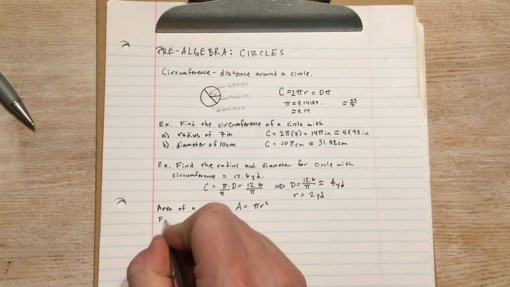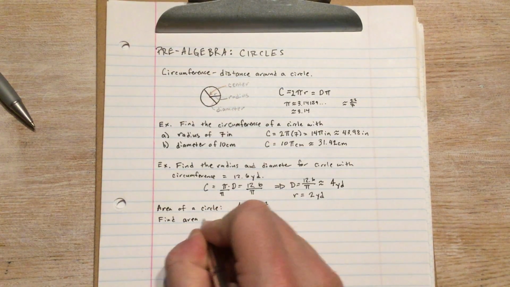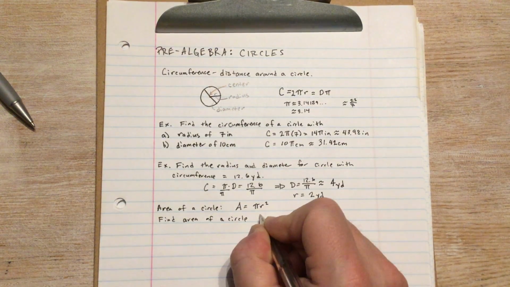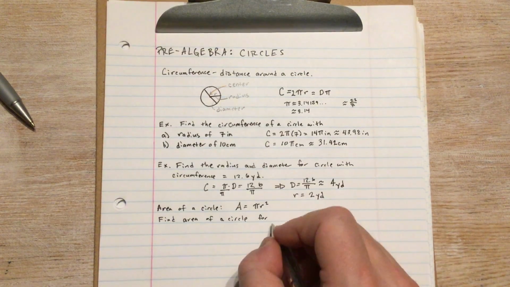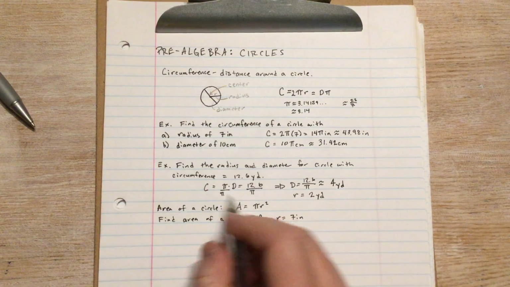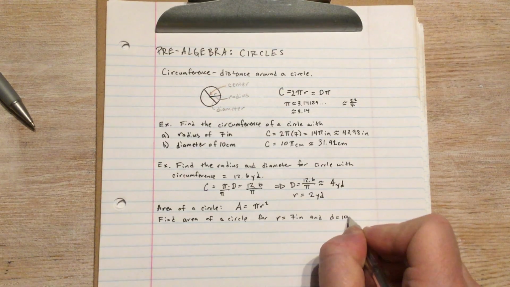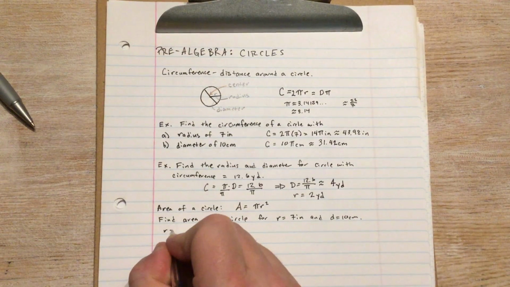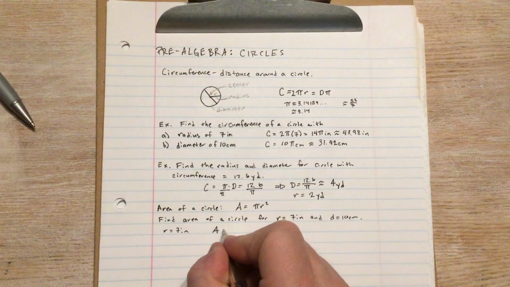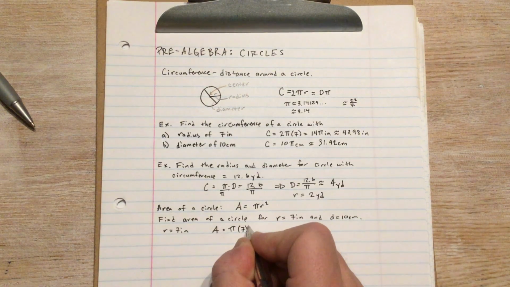find area of a circle for radius equals 7 inches. So I'm going to do the one same as above, and diameter equals 10 centimeters. So radius equals 7 inches. What I'm going to do is I get area equals pi times 7 inches squared.